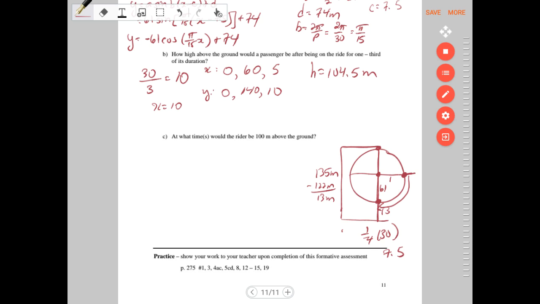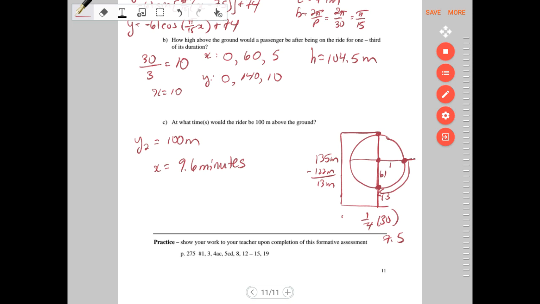Okay, good. Last part. At what time would the rider be 100 meters above the ground? So same thing, you already have your graph in there, but now because we were looking for an x value, you want to type in y2 or f2 of x to be 100 meters. Then you want to find out where the two graphs intersect, and I discovered that they intersected at x equals 9.6 minutes. Okay, awesome.